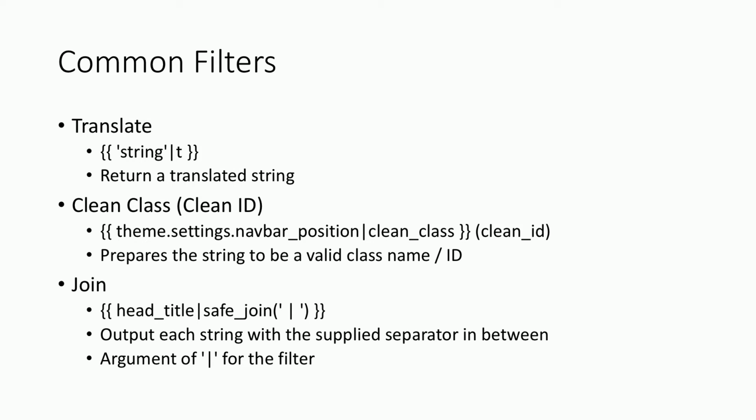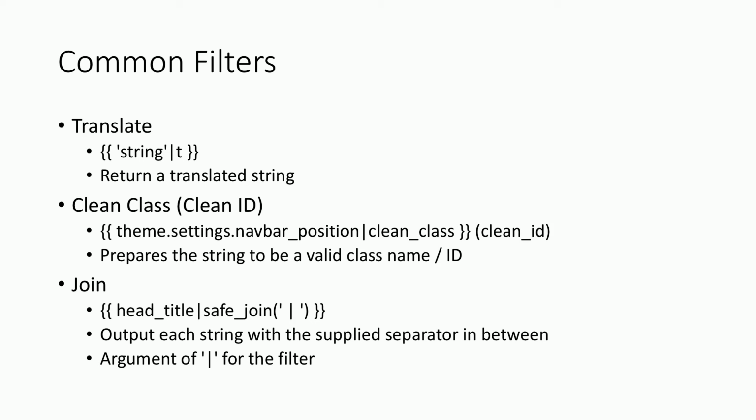Clean class, clean ID. Let's say you're taking a variable, in this case theme settings navbar position. I took this out of Bootstrap, and there's something in the Bootstrap theme where it allows me to move the header menu around. And I just want to throw a filter clean class on it or a filter of clean ID on it, depending on which one we were using. And it prepares that string to be a valid class name or an ID.